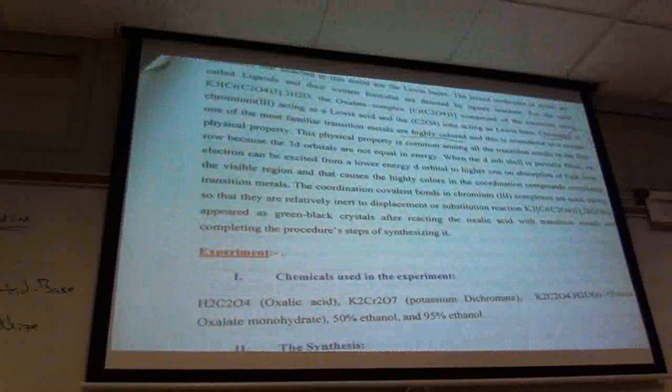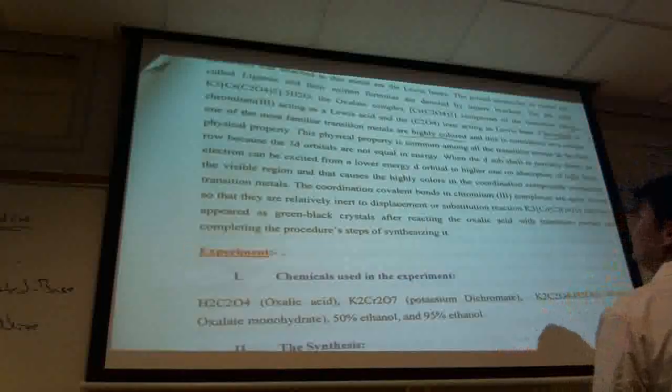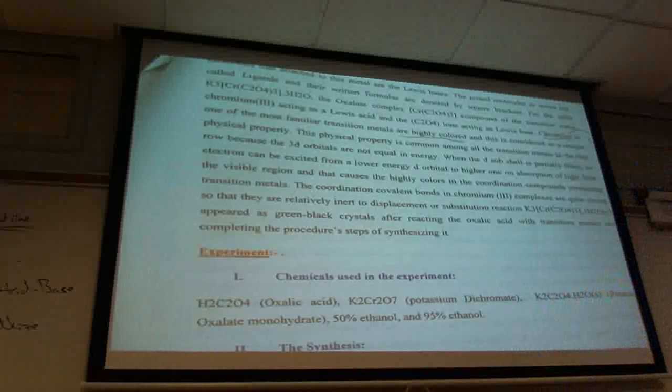All right, and C2O4 ions acting as Lewis base. Chromium is one of the most familiar transition metals, are highly colored, and this is considered as a unique physical property. It's wrong. This physical property is common among all the transition metals in the first row because the 3d orbitals are not equal in energy. You know, for complexes, yes. When the d subshell is partially filled, an electron can be excited from the lower energy d orbitals to higher ones. This is the second half of chapter 24, so this is good. This person researched a little further on talking about the color. One is absorption of light from the visible region that causes highly colors in the coordination compounds containing transition metals.